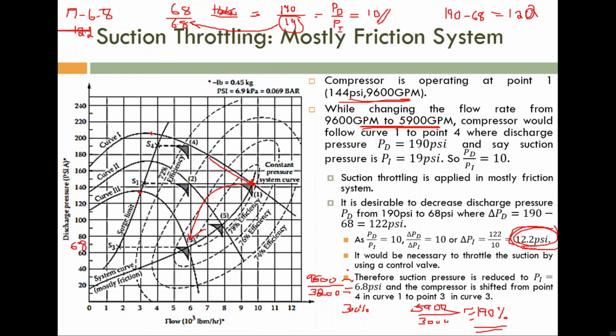Okay, so I am stopping here. In the next class, we will discuss discharge throttling for the mostly friction system. At that point also, we require these values, that is the relative stability and also this range. So please note down all these values. Okay, I am stopping here.